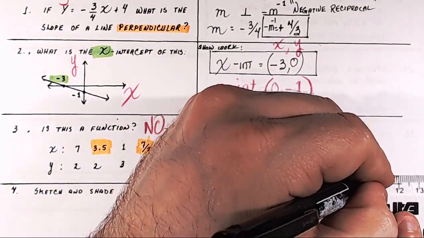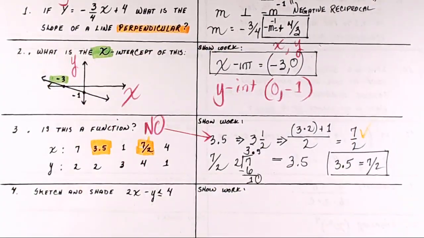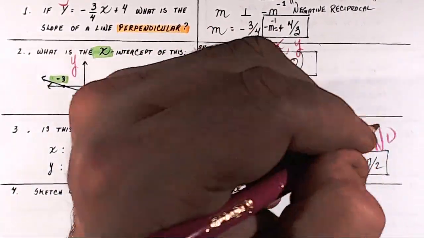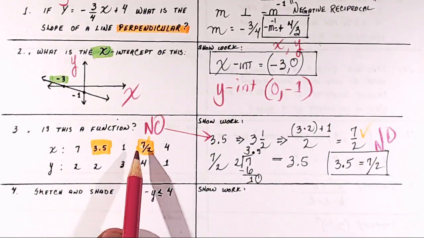So because of this reason, this cannot be a function. No. It cannot be a function because these x values repeat.